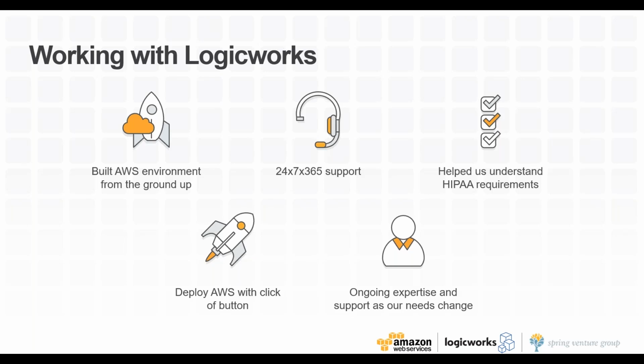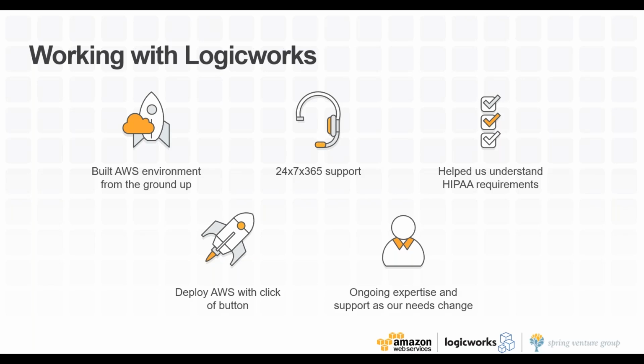As we talked about with the Service Catalog, they created that Service Catalog, allowing us to have a one-click or API-based ability to stand up infrastructure. Additionally, we continue to use Logicworks ongoing for their expertise. As we have new business solutions that we need to deliver that may require leveraging new AWS services, we sit down with them and talk about how we best do that to make sure that we optimize the investment that we have with AWS.